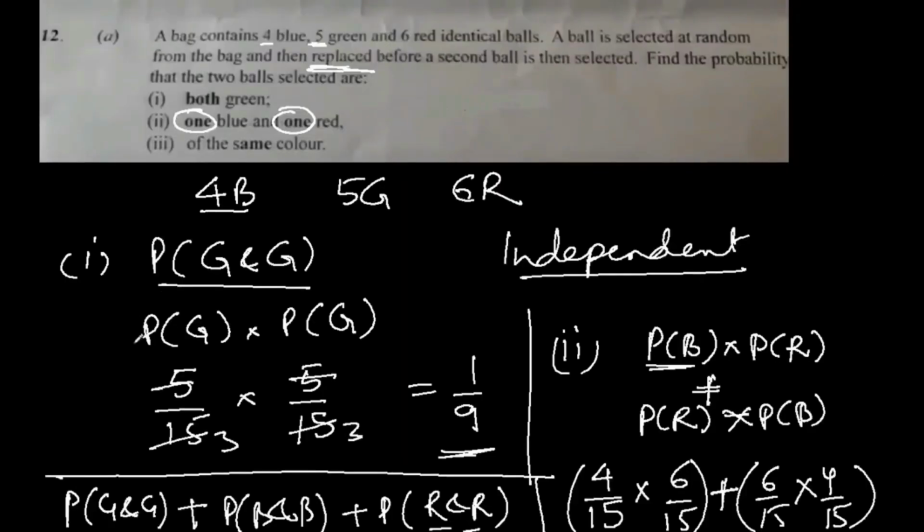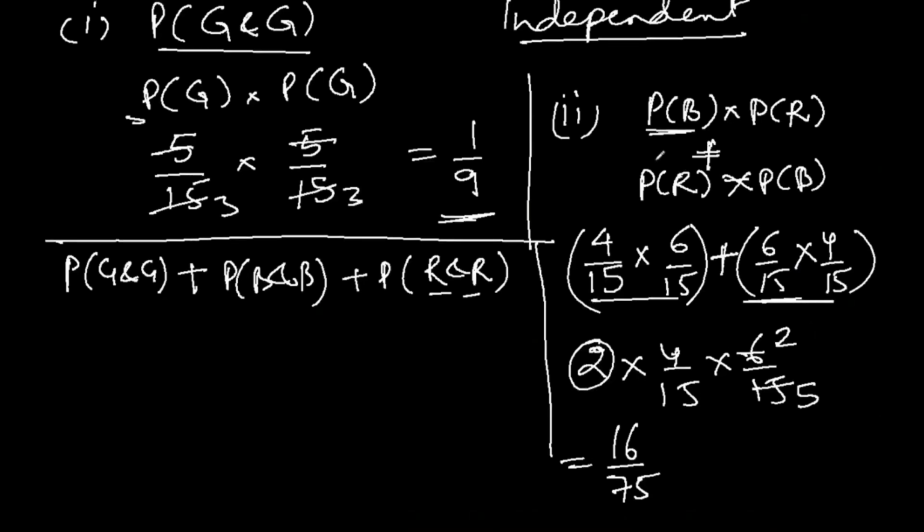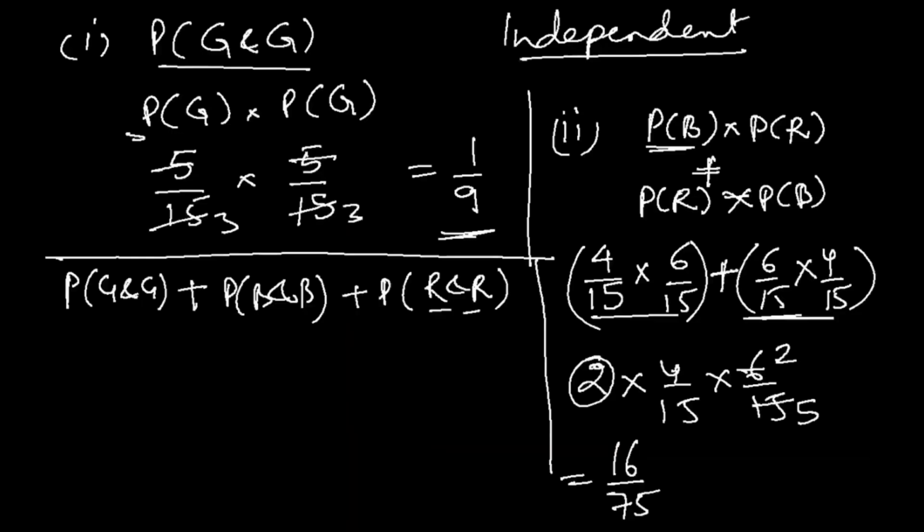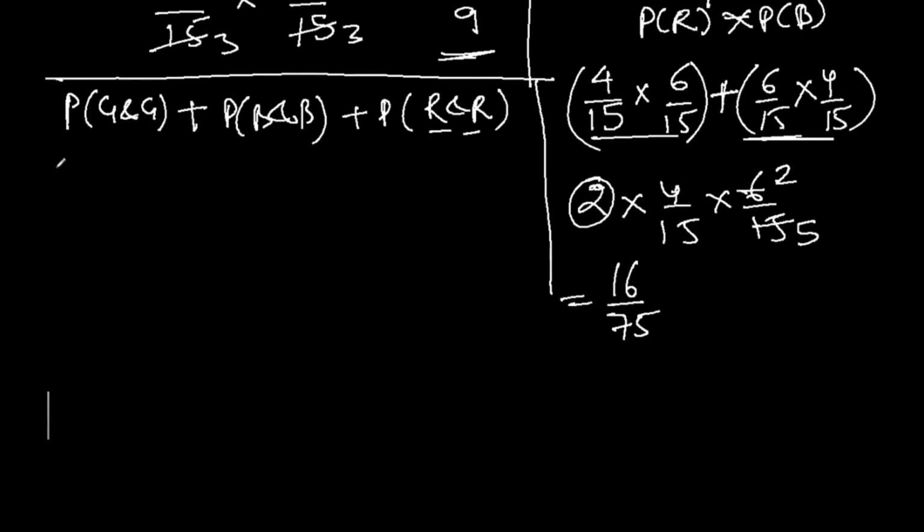Similarly, I did not multiply here by 2, but in this second part they were of different color. That's why I multiplied by 2. They had highlighted 1 and 1. That's why I did that. If it was first is blue and second is red, then we wouldn't multiply by 2. So let's go back to our third part.